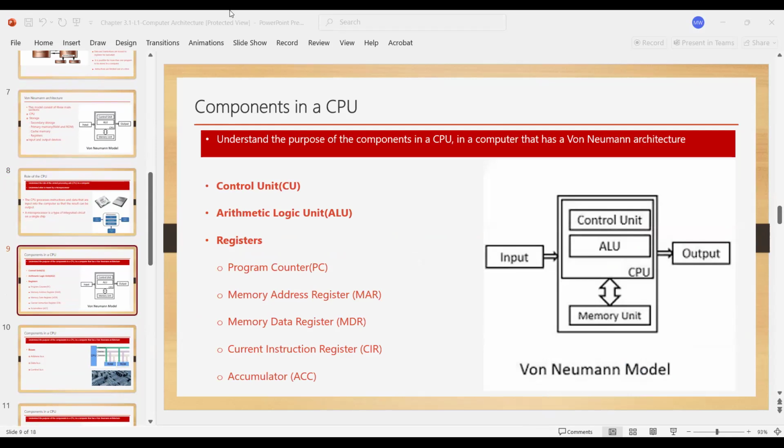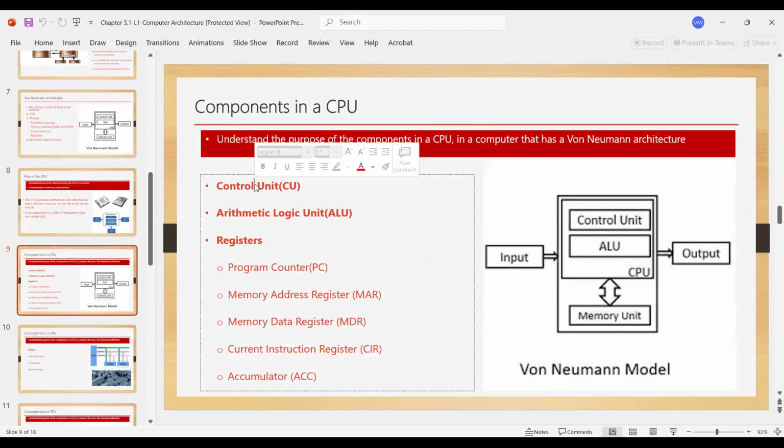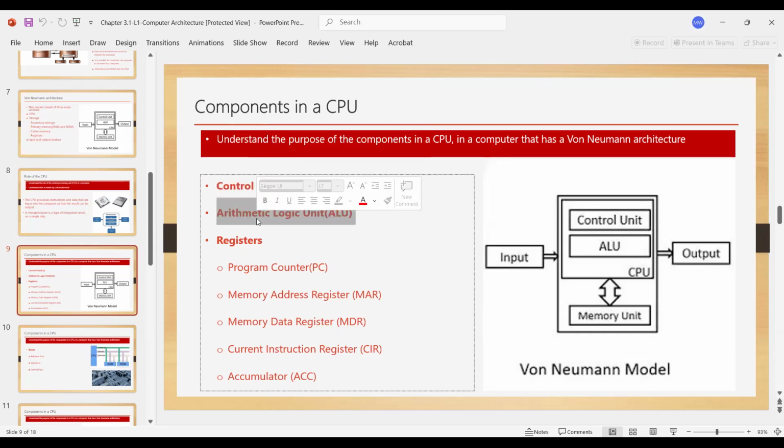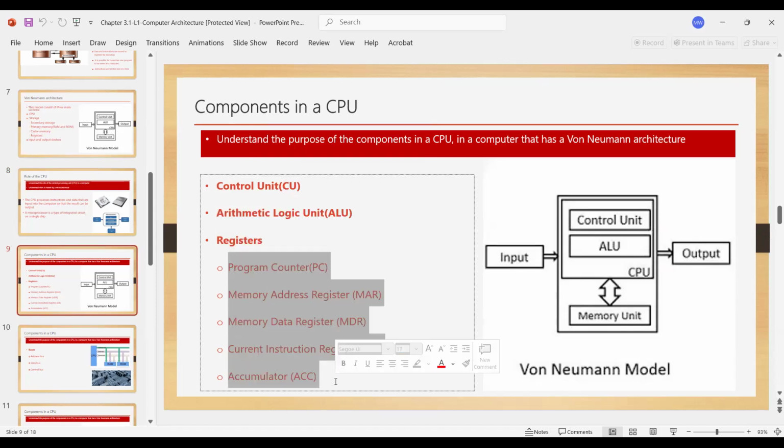So now I'm moving on to the third category. The third category is that we need to understand the purpose of the components in a CPU that a von Neumann architecture has. A von Neumann architecture has, first of all, a control unit. The second unit is the arithmetic logic unit. The third unit is registers. And these are all the types of registers, the stages or registers that we are going to work on.